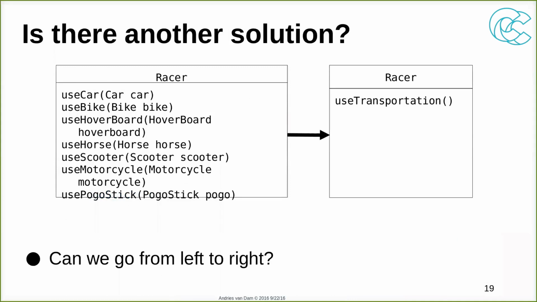Okay, so the first step is to do this abstraction. Here you have use car, use bike, and 10 different things. But instead of all that, maybe we can just say use transportation. And depending on the object, this use transportation can either be car, bike, bus, or so on, right?